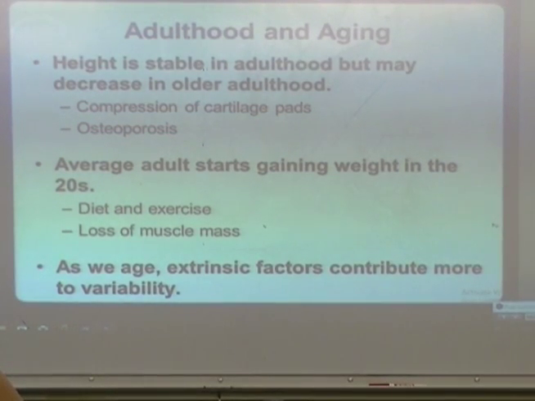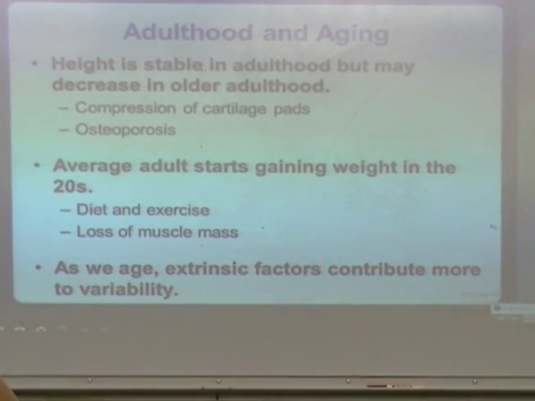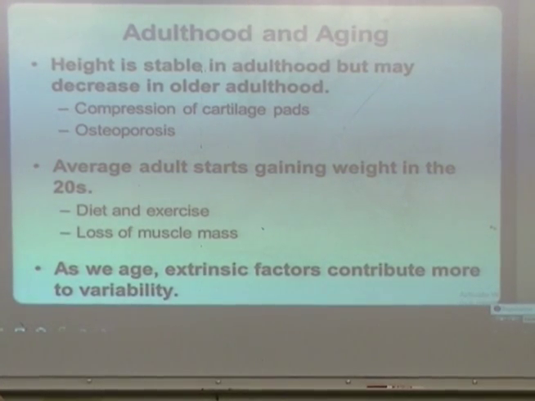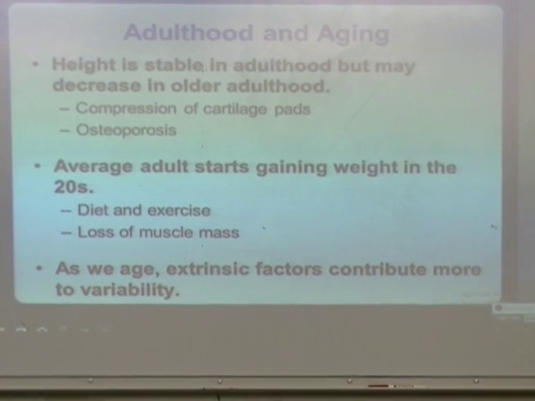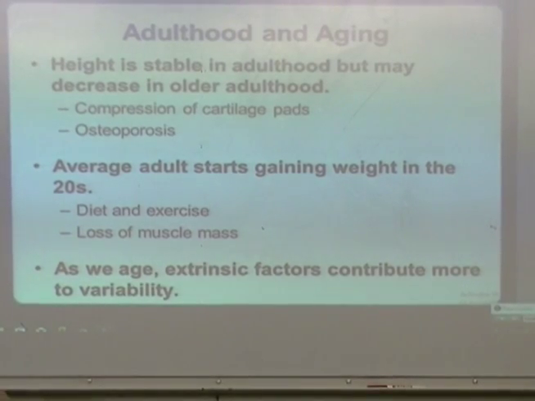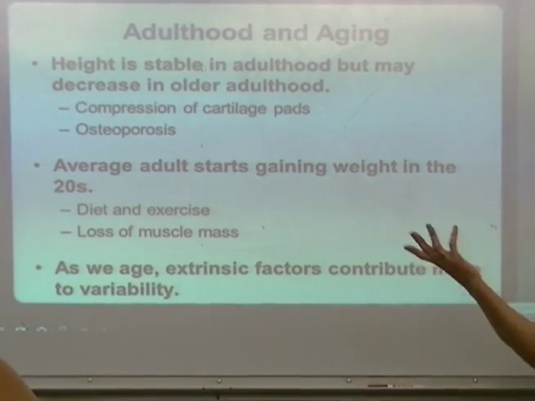Okay? So the older we get, the more these extrinsic factors start to play a role. You have to become super disciplined as you get older to try to maintain an activity program. Or teach HPE, because then it's relatively easy, right? Because I'm jumping all day.